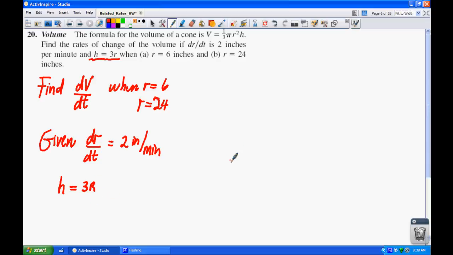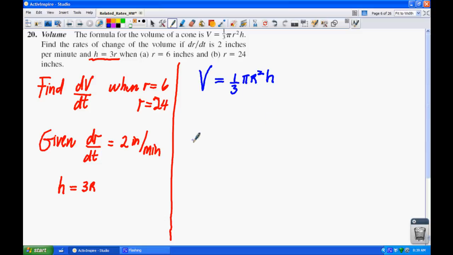Now, what can we do here? Well, first of all, we have all the given information, and we need to find dV/dt when r is equal to 6. So let's write down the volume formula that they gave you. And I write my r's uppercase because I have a hard time with lowercase. As you can see right here, it just turns out funny. So for the sake of clarity, I'll just write it as capital R.